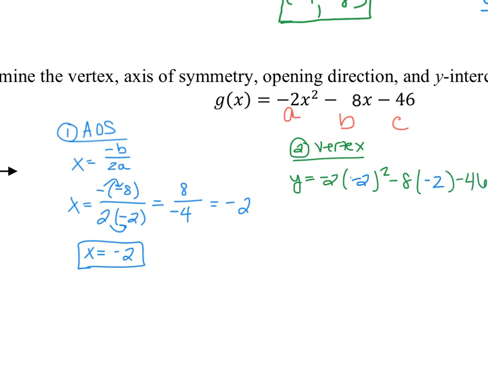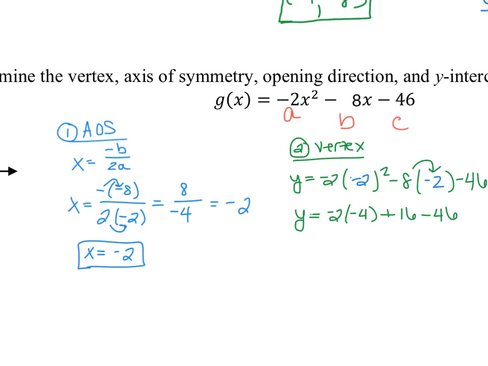Now we're going to simplify using order of operations. So anything that's squared has to come first. So -2 squared makes 4. So this is -2 times 4. I'm going to go ahead and multiply this guy in since there are no exponents around this -2. -8 times -2 is a positive 16, and drop that minus 46.